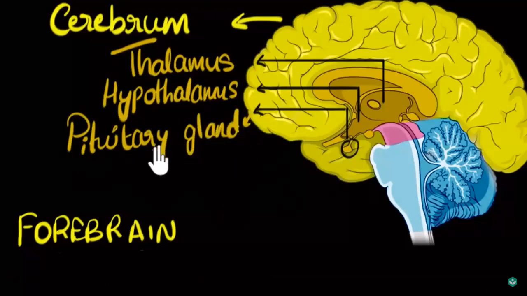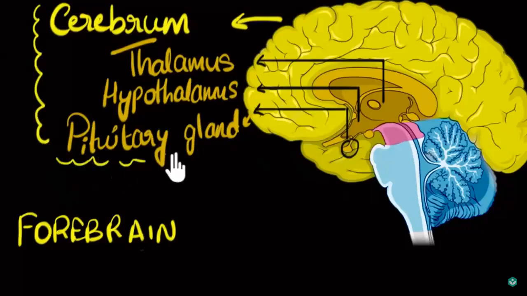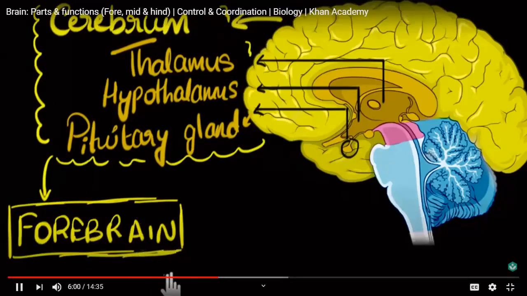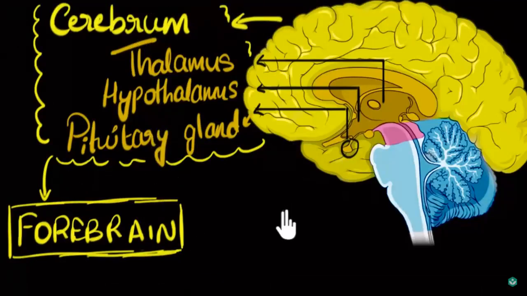Okay, so these are the 4 parts of our forebrain. So these are the only parts that we'll concentrate on. So let me just put them together. So this is your forebrain parts. All right, so what do they do? What are their functions? We don't have to look at the individual functions. But the forebrain as a whole, what does it do?